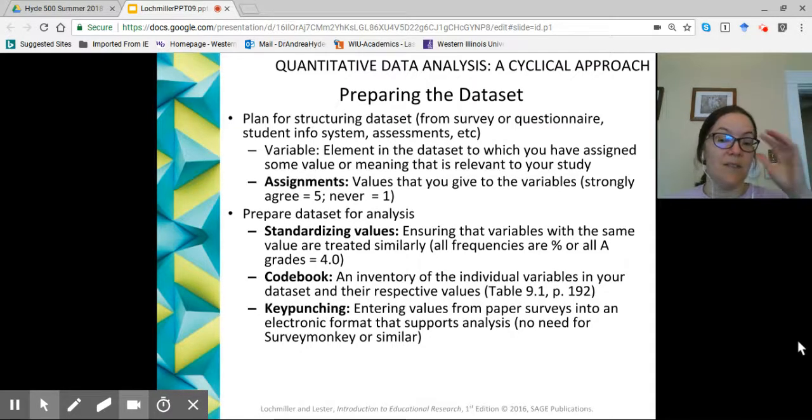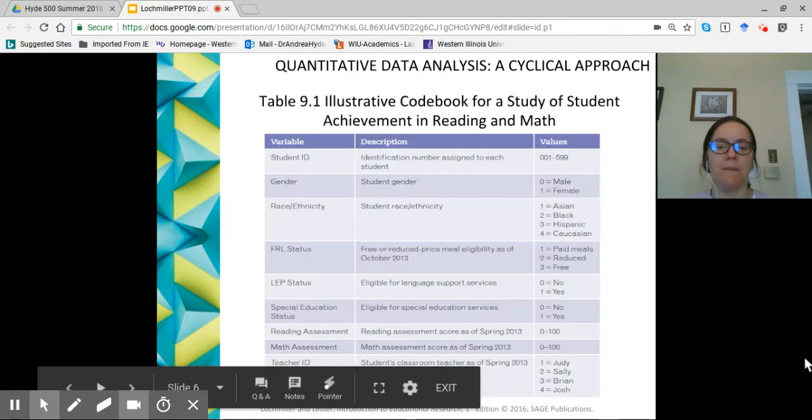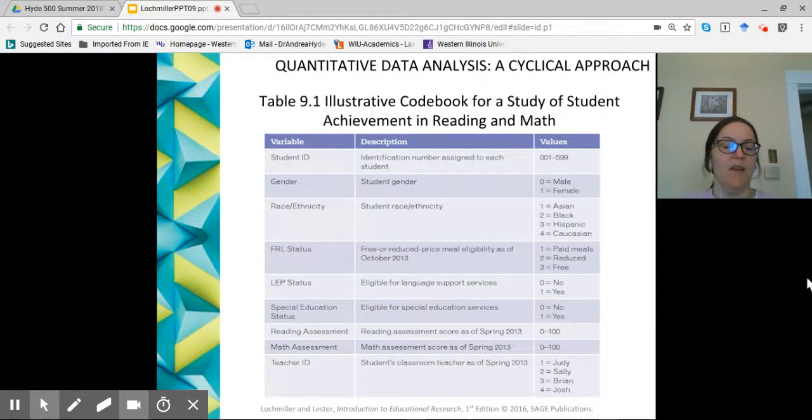And I've already said SurveyMonkey is going to take your data as long as you have assignments to it, right? Your closed-ended responses, if you've given a number to them, it can generate tables for you, and bar graphs and charts, and very nice. So there's your code book, an example there of assignments.